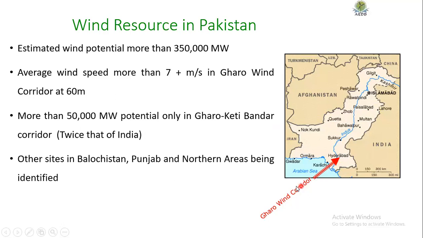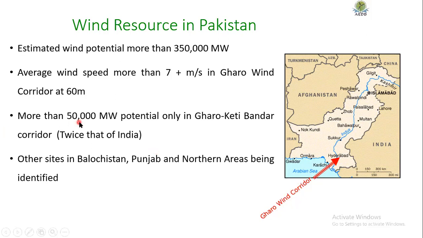The wind sources in Pakistan. Estimated wind potential is more than 350,000 megawatts. Average wind speed is more than 7 meters per second in the Gharo wind corridor at 60 meters. We all know that in Gharo, wind farms of IPPs such as Gul Ahmad and Artistic power plants are already available, and they generate electricity for the national grid and help fulfill the requirement of the country.